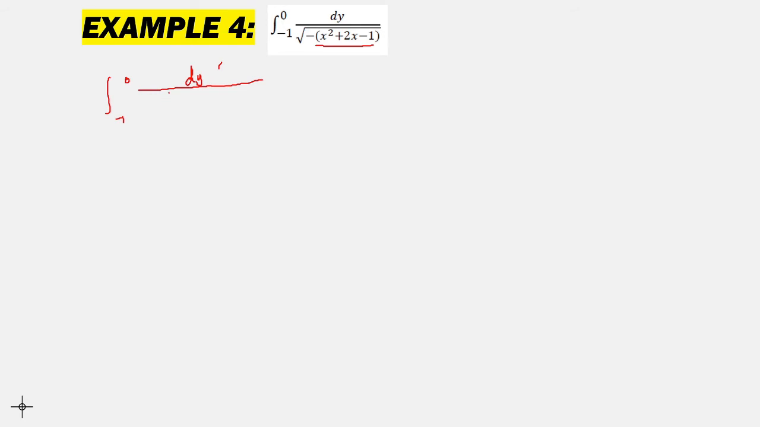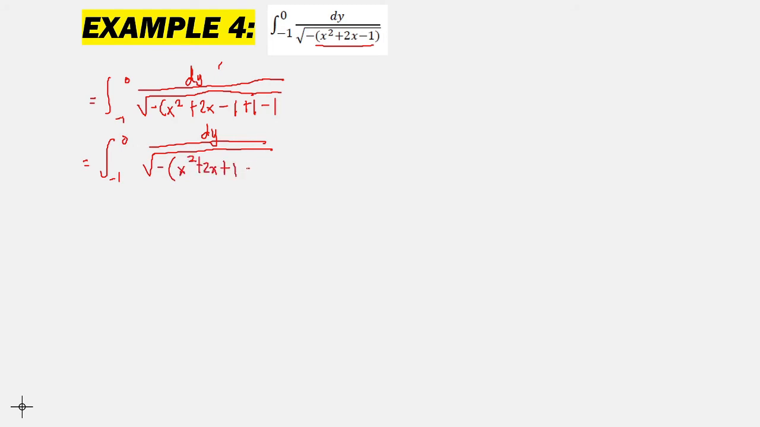We can see this one as a potential inverse trigonometric substitution. However, we need to do something first out of this one. So that one would be x squared plus 2x. Okay. So what I will do here is I will add plus 1 minus 1. Is that illegal? No, it's not illegal since 1 minus 1 is just 0. So therefore, if we are going to simplify that one, that would be dy all over the square root of negative x squared plus 2x plus 1 minus 1 minus 1.